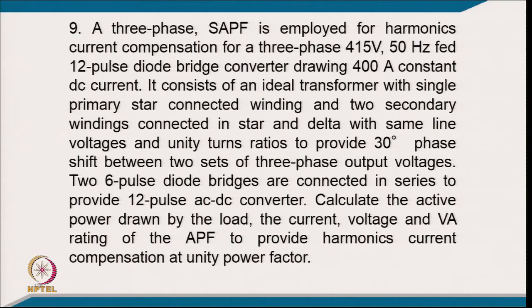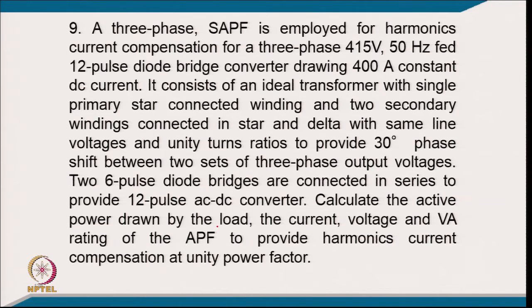A 3-phase shunt active power filter is employed for harmonic current compensation of a 3-phase 415 volt 50 hertz fed 12 pulse diode bridge converter drawing 400 ampere DC current. It consists of an ideal transformer with a single primary star connected winding and 2 secondary windings connected in star and delta with the same phase voltage and unity turns ratio to provide 30 degree phase shift between the two sets of 3 phase output voltage, and two 6 pulse diode bridges are connected in series to provide a 12 pulse AC DC converter.